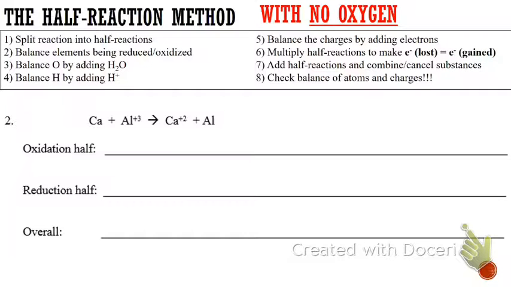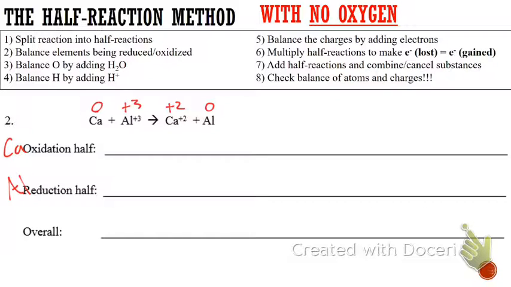So start off the same process as before. We're going to try and split this into the half reactions, which means I need to find my oxidation numbers. These were pretty straightforward because they were all single elements here. And so figuring out who's being oxidized, who's going up in charge, well, that's going to be calcium. Aluminum is being reduced because it's going down in its oxidation number from 3 to 0.